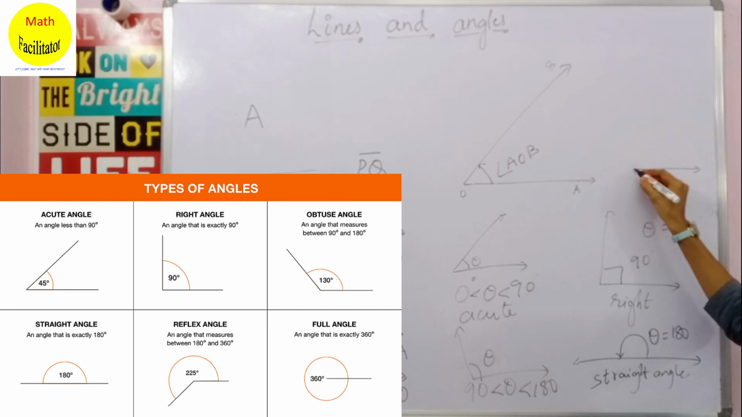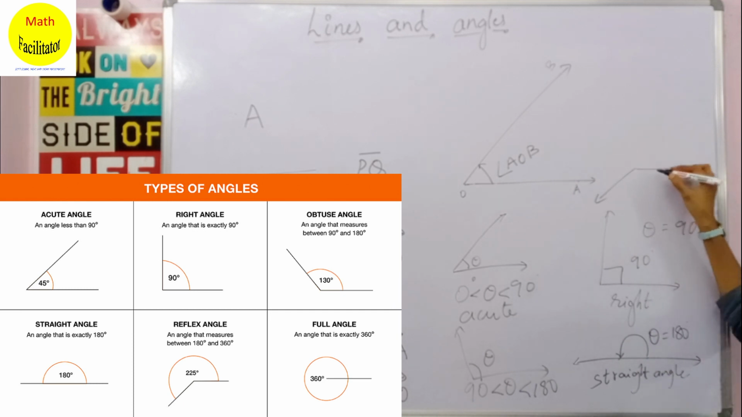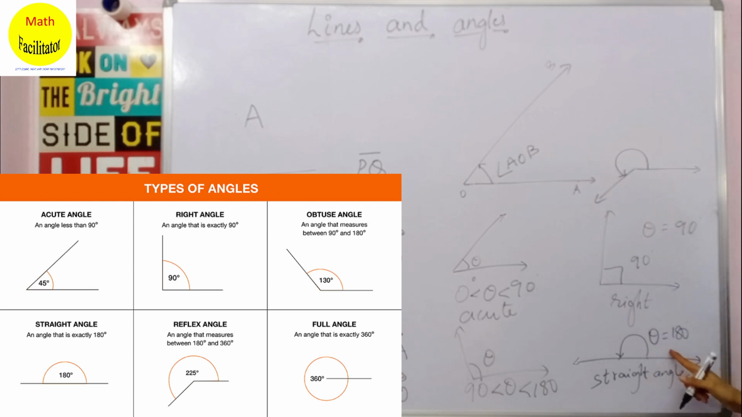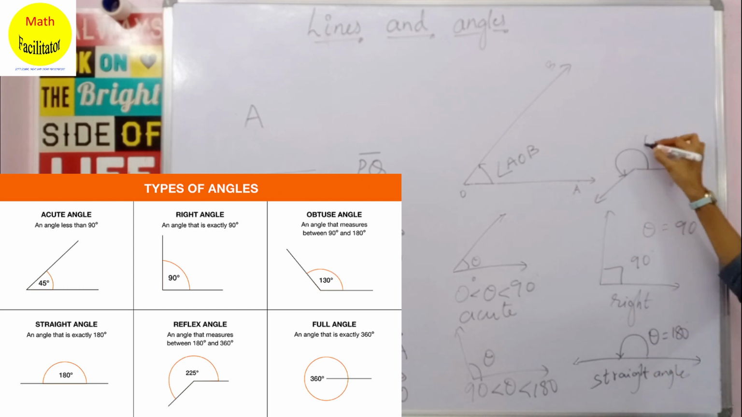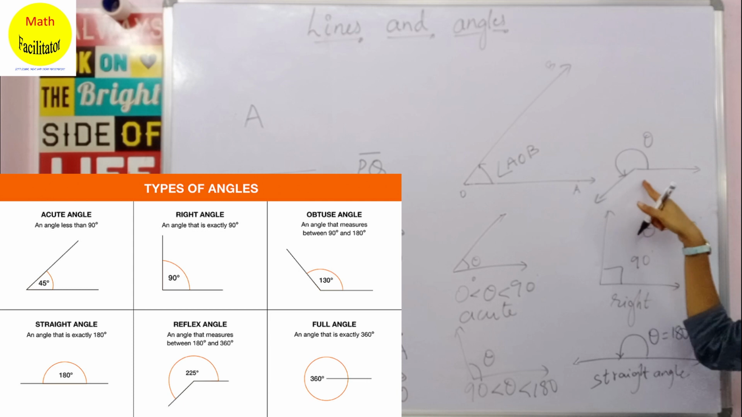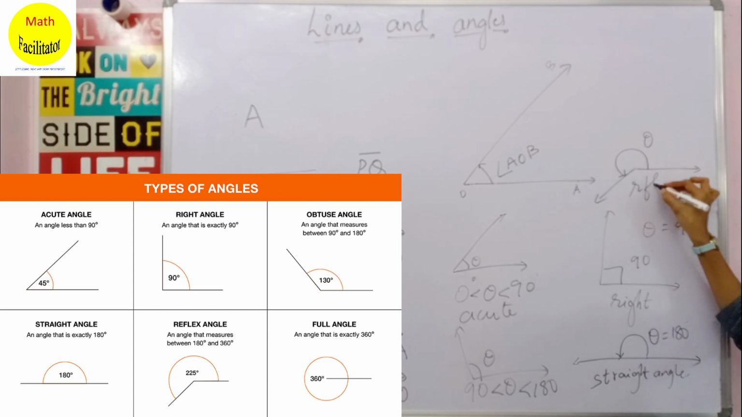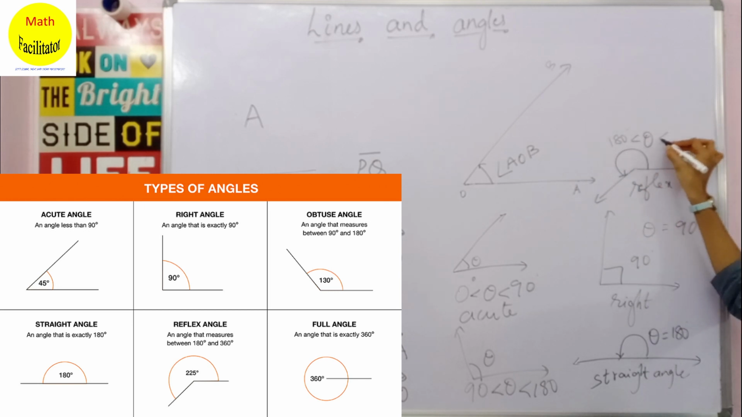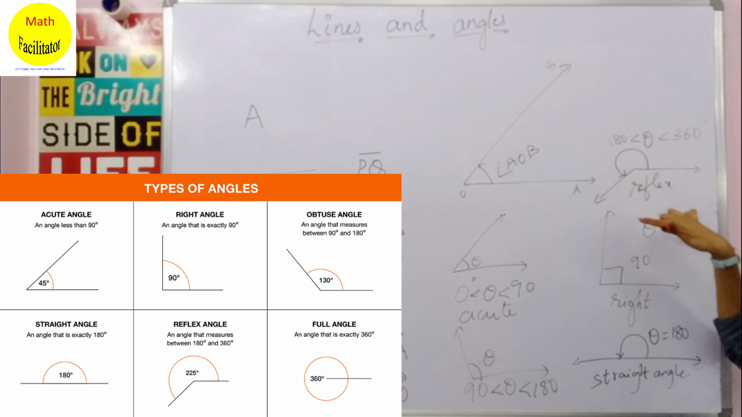Clear? Let me draw here. So this is the final position. Clear? So the ray has moved from here till here. Now here you can see this angle is more than 180. So this is called a reflex angle. Clear? And now here the condition is this angle should be greater than 180 and less than 360. So any angle between 180 and 360 is called a reflex angle.